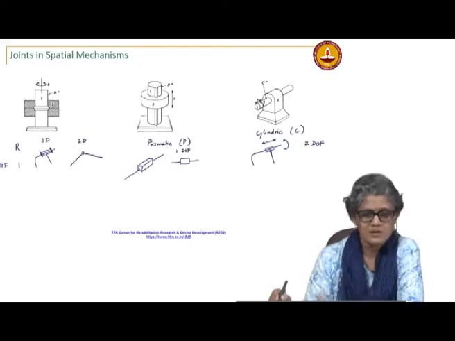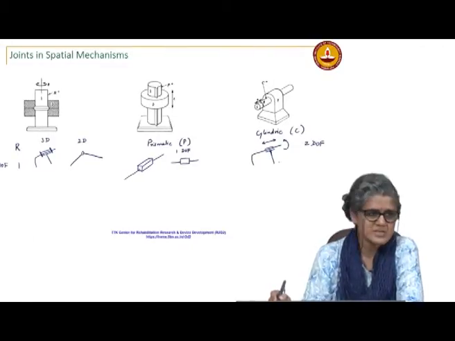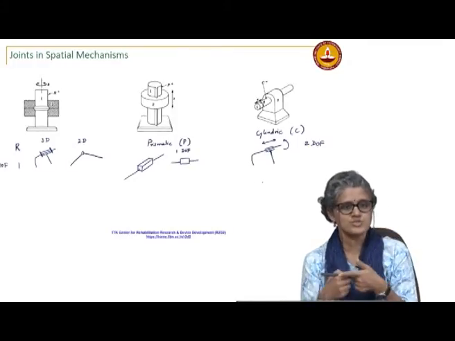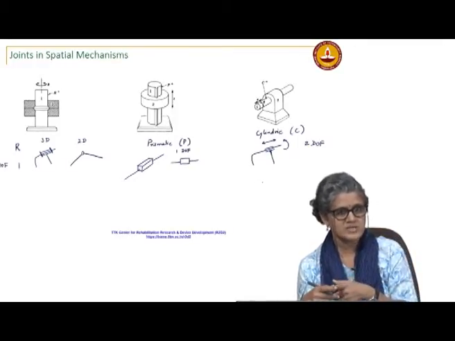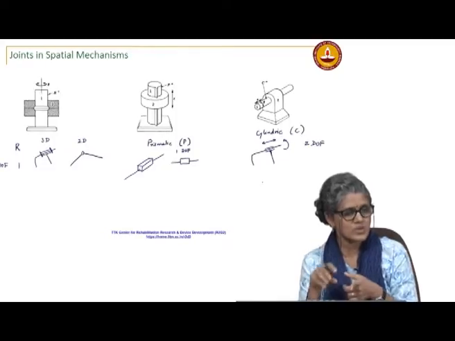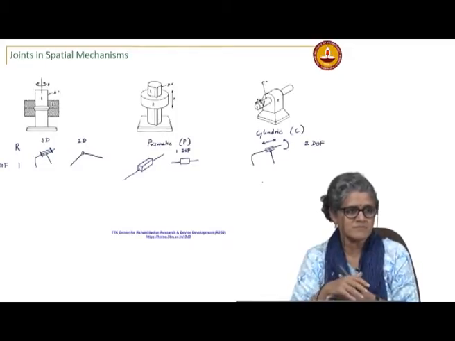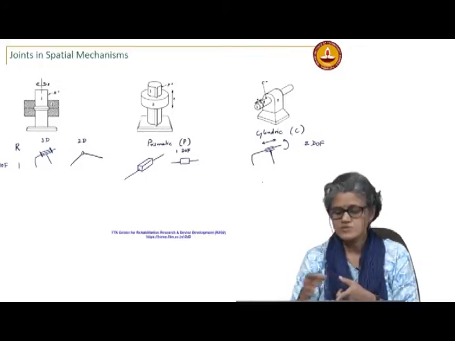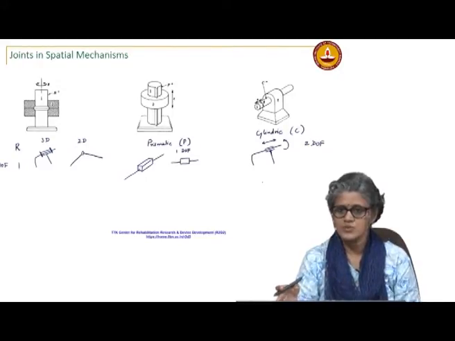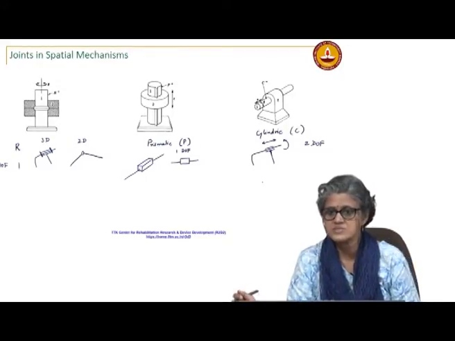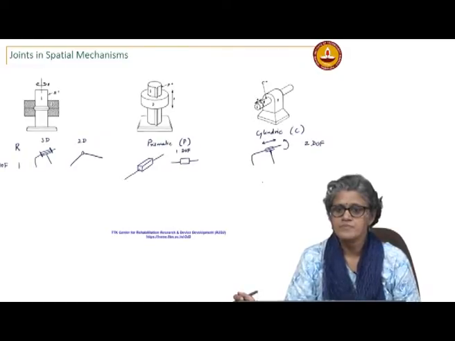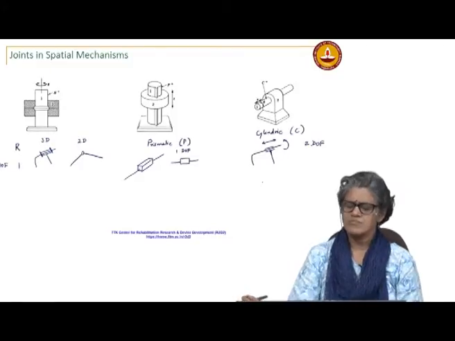And what would be the planar representation of this? It is not a planar joint. You do not encounter it in planar mechanisms because you have motions in 2 different directions. Sliding takes place in one, and the rotation is observed in another plane. Because of that, you will not encounter this in planar mechanisms. We consider planar joints as higher pairs.